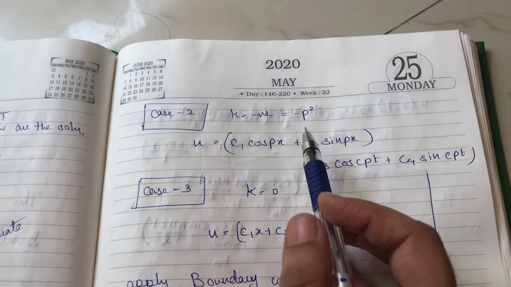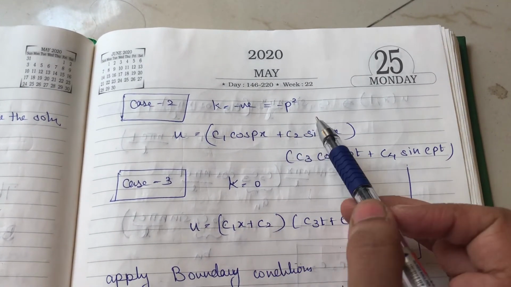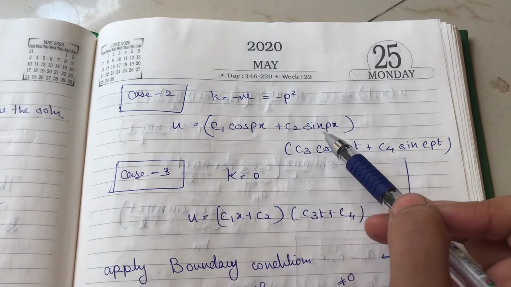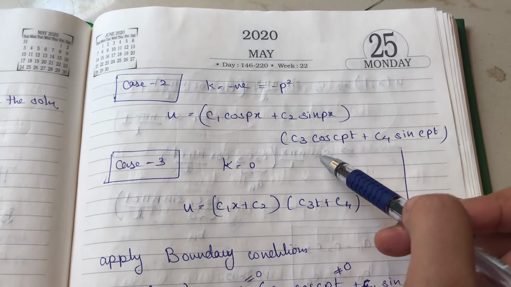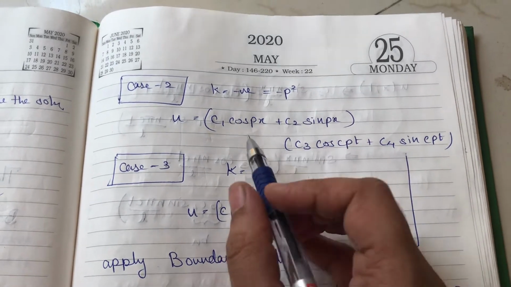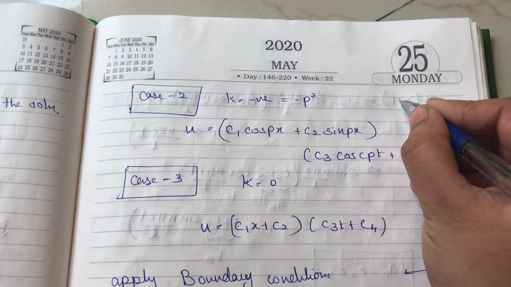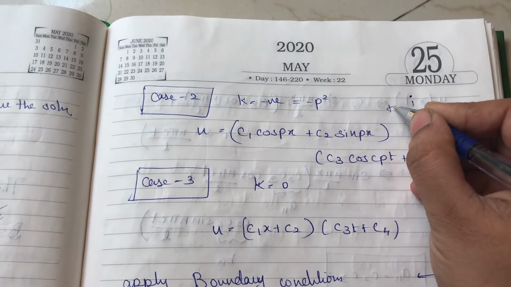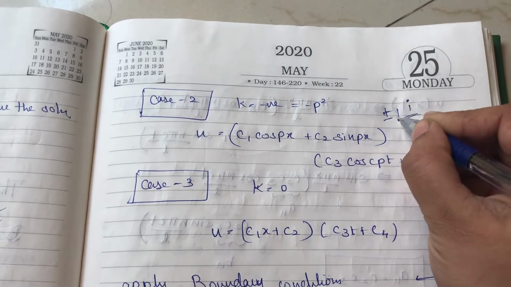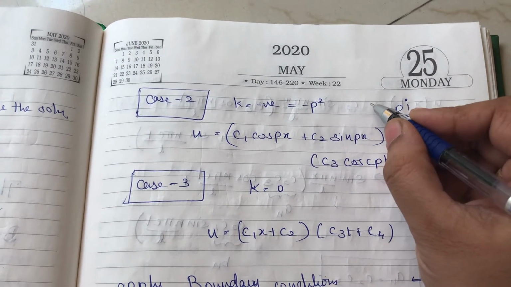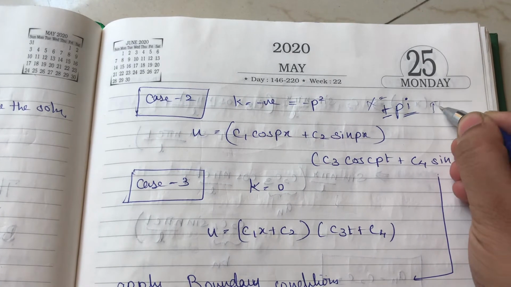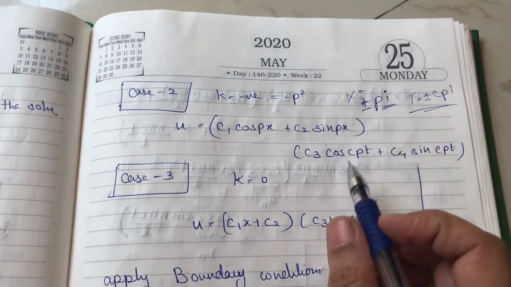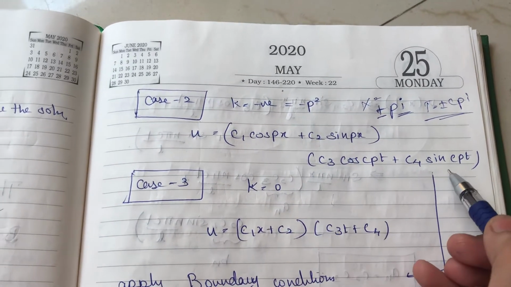And the second case, if I put k as negative, meaning minus p square, then the equation will become c1 cos px plus c2 sin px, and c3 cos cpt, because there comes an imaginary function here. So plus or minus i p will be the function for x, and for t plus or minus i cp, then only we can write like this. So these are trigonometric functions only here.